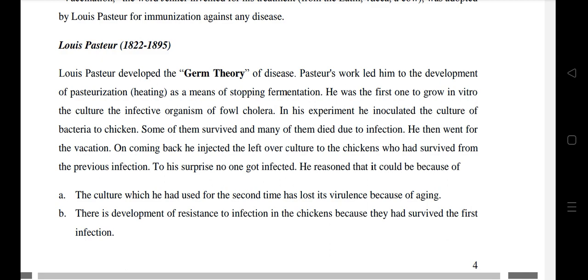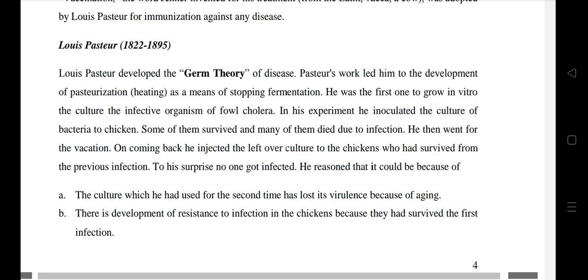He was the first one to grow in vitro the culture, the infective organism of fowl cholera. In his experiment, he inoculated the culture of bacteria into chickens. Some of them survived and many of them died due to infection. He then went for the vaccination. On coming back, he injected the leftover culture into the chickens who had survived the previous infection. To his surprise, no one got infected.